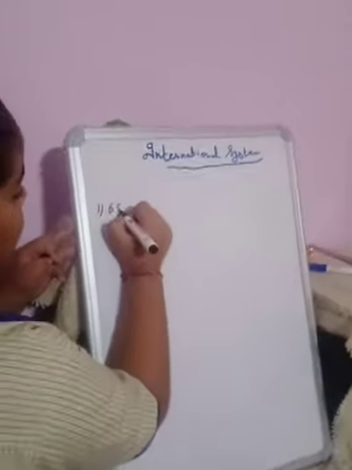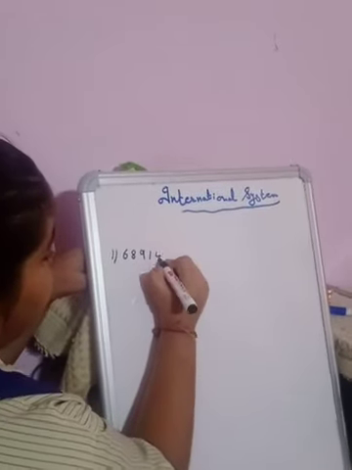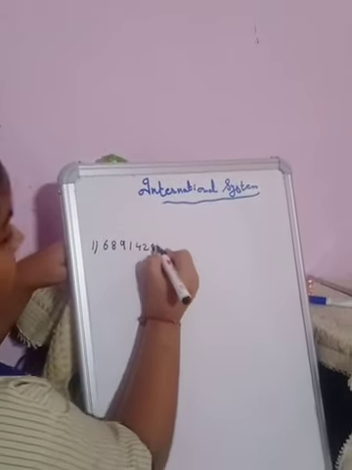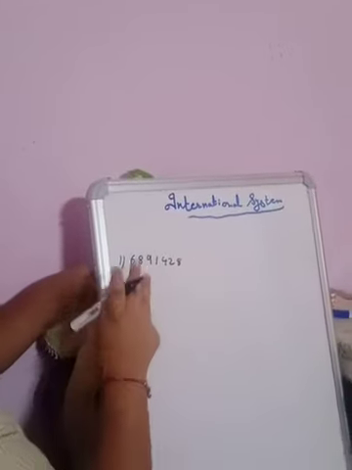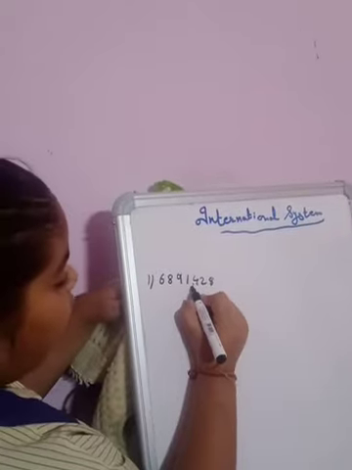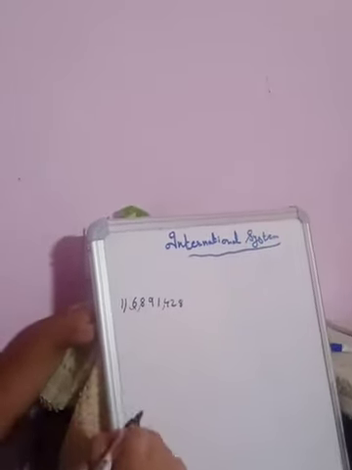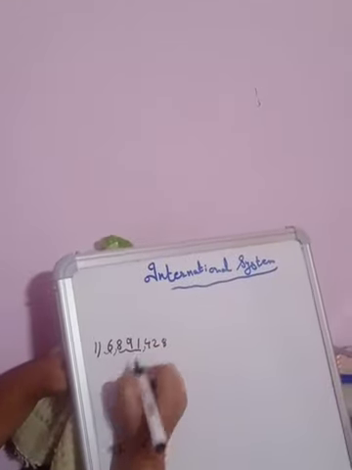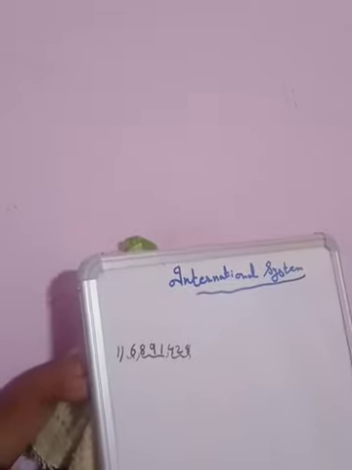6, 8, 9, 1, 4, 2, 8. In the international system, we put a comma before 3 digits. Let's start. 1, 2, 3, comma. 1, 2, 3, comma. 6 is at the million place. These 3 digits are the thousands place. And these 3 digits are the ones place.